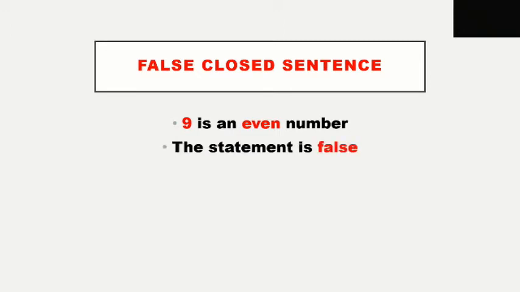A false closed sentence example is the statement that 9 is an even number. We all know that 9 is not an even number. It is an odd number. The statement is false.